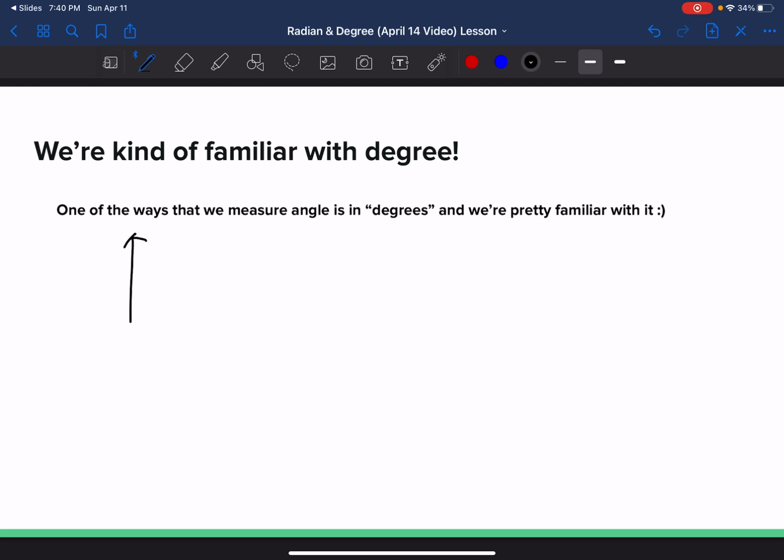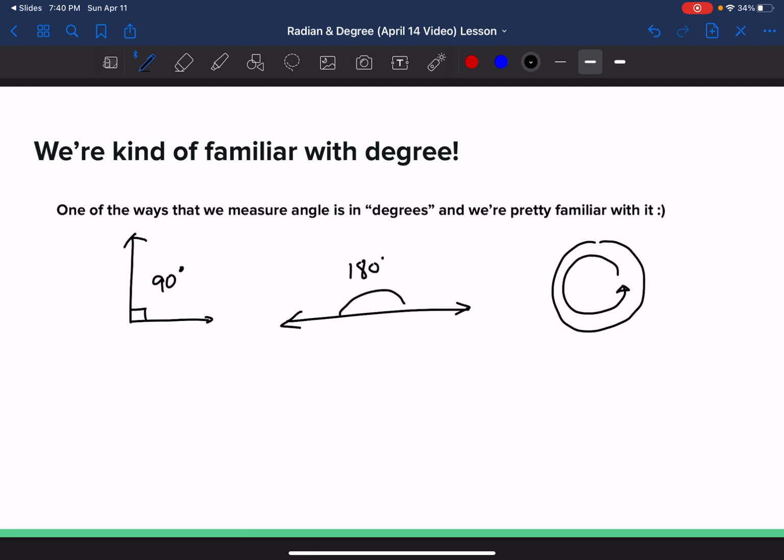For example, if you have 90 degrees, we just write 90 with a little circle. That's the symbol for degree. We also know something like 180 degrees from geometry. And if we have a circle, the entire circle is always 360 degrees. So we know degrees; we are familiar.